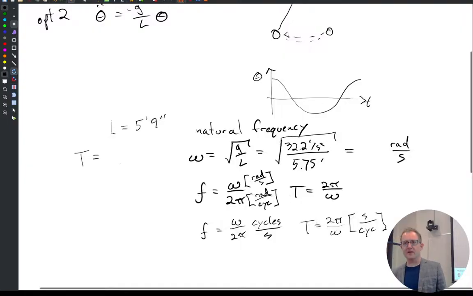Okay, so then what's the natural frequency? What's 32 over 5.75? 2.37. All right, so then do we want to go straight into time period or get cycles per second first? Whatever you want to do. So which one do we need first, F or T? We can go straight to T, it doesn't matter.